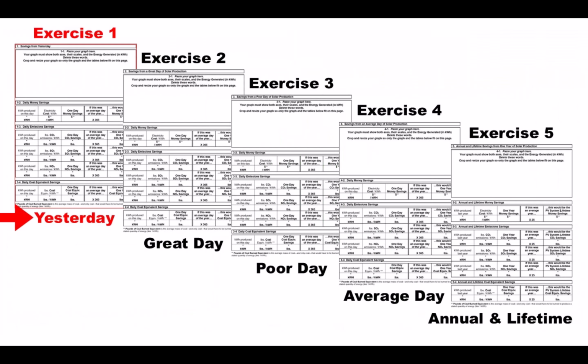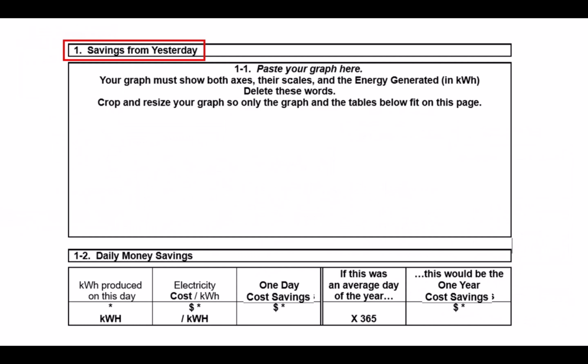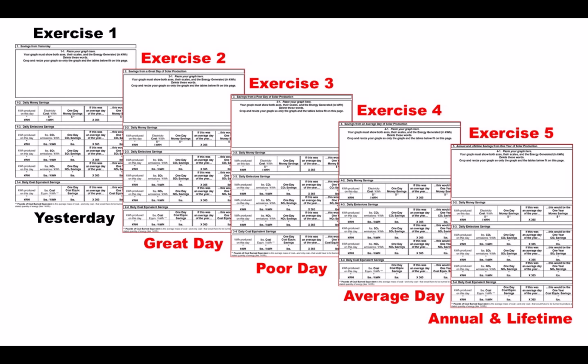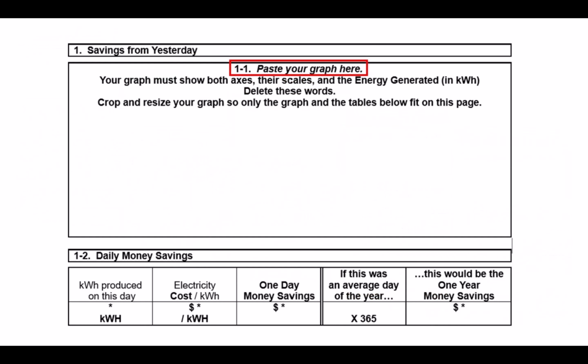The first of 5 exercises you'll complete in this lesson is titled Savings from Yesterday. It's the only one of the 5 we'll cover in detail. The 4 exercises that follow are all similar variations on savings from yesterday. Your first step in completing any of these exercises is to copy and paste and then crop a screenshot of the eGauge graph requested in the space provided.